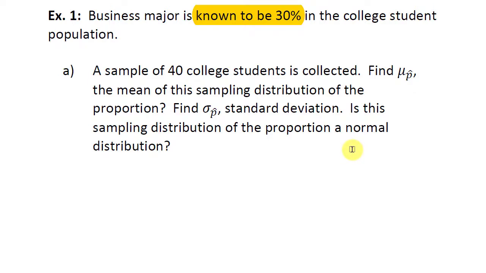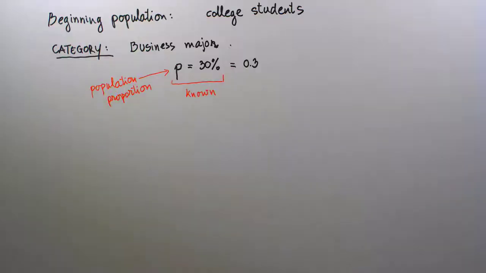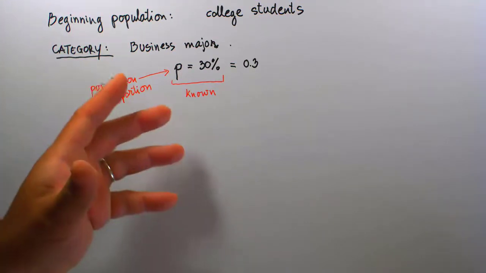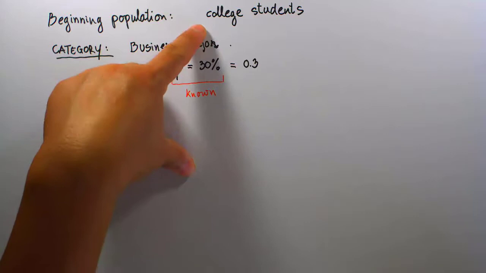And so let's look at the information one by one. The very first thing being described in this question, part A, is a sample of 40 college students. A sample of 40 college students is collected. Collected from where? Collected from this beginning population. If we're looking at how question A is connected to the beginning description, the reason I always label this beginning part the beginning population is simply because any sample that we pick comes out of that beginning population.